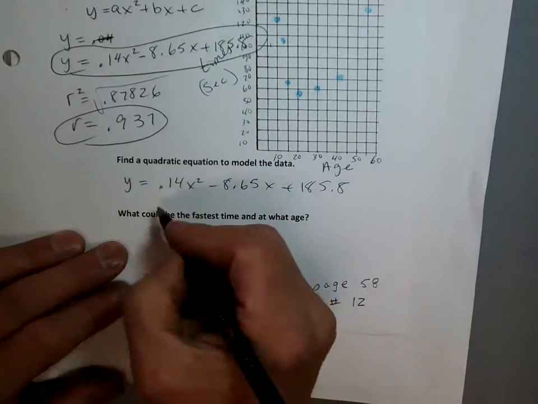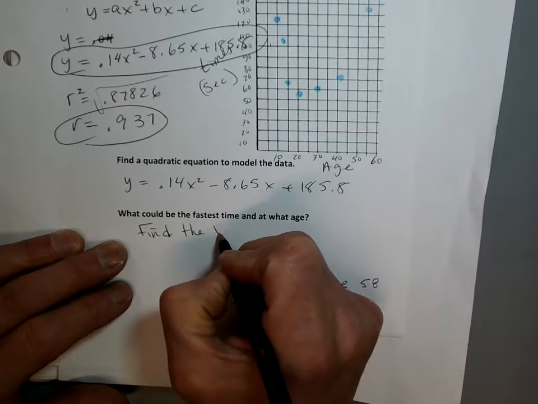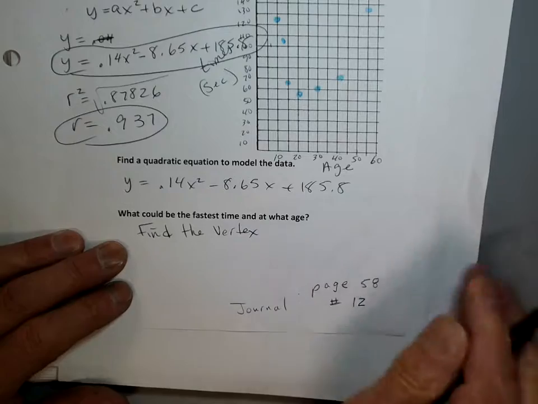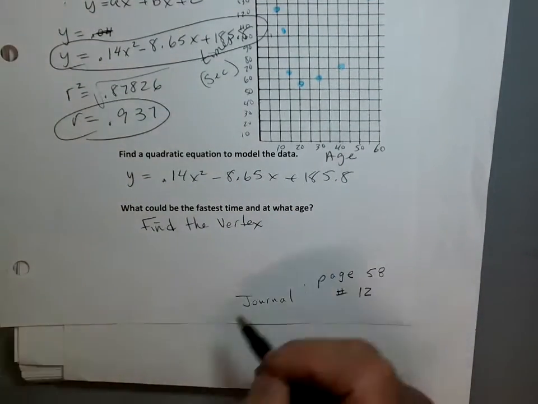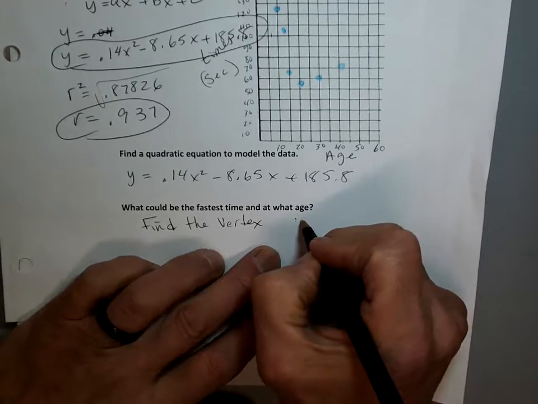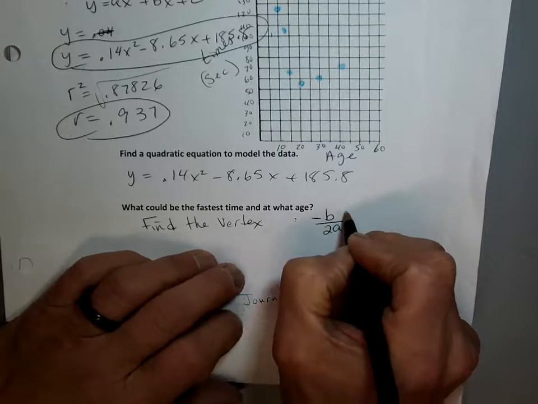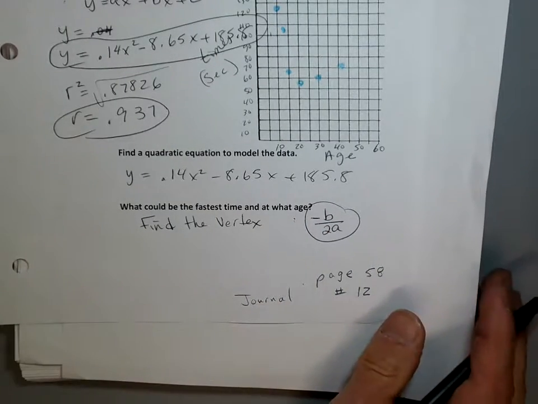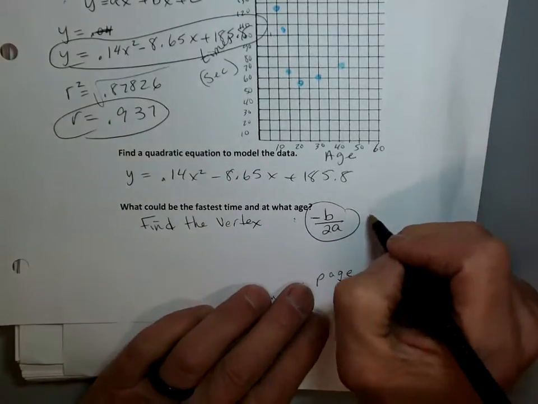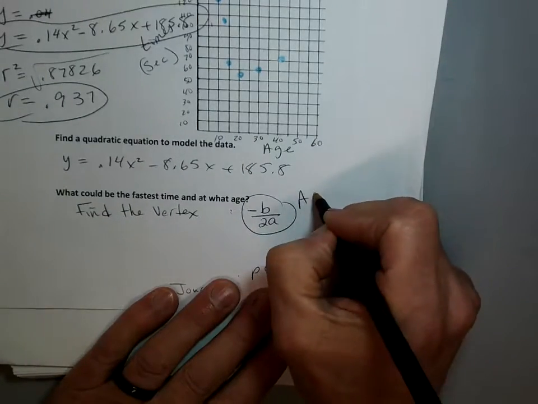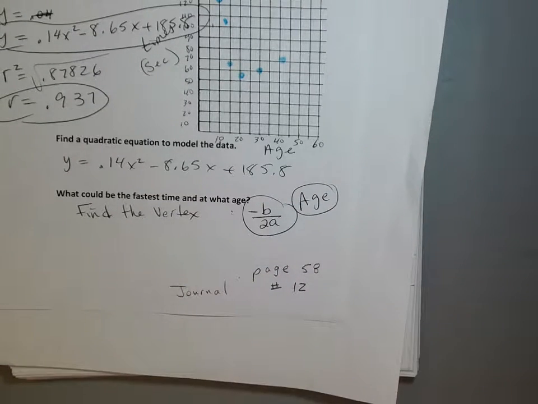So we need to find the vertex, okay? So if I'm going to find the vertex, it's in standard form. I'm going to use my negative b over 2a, okay? And that'll give me the x value, but the x value is an age. Does that make sense? That will give me the age. So it'll tell me at what age will Jace run his best 400, okay?